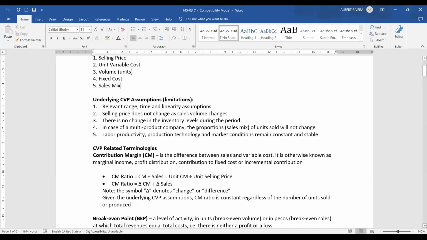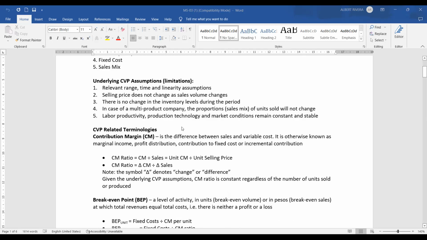The CVP assumptions say these are the limitations: this is only valid within a relevant range, with time and linearity assumptions. The selling price does not change as sales volume changes. There is no change in the inventory levels during the period. In case of a multi-product company, the sales mix of the units sold will not be changed. The labor productivity, production technology, and marketing conditions remain constant and stable. And this is what you call the underlying cost volume profit assumptions.